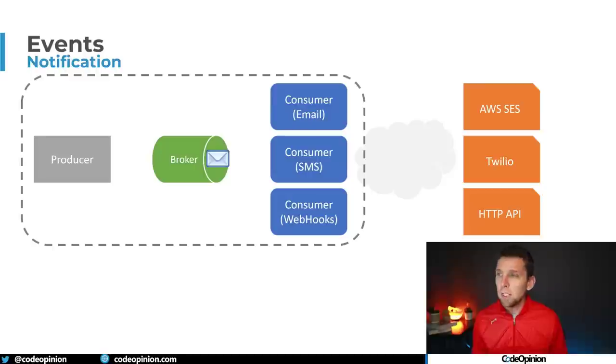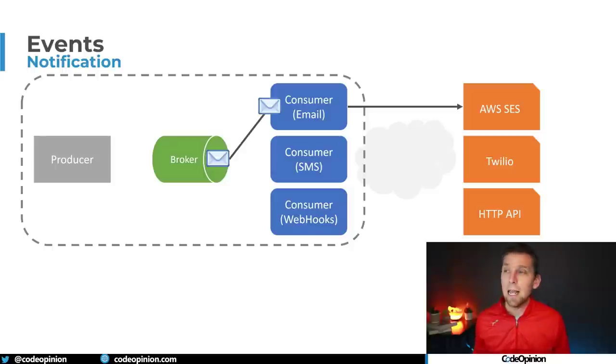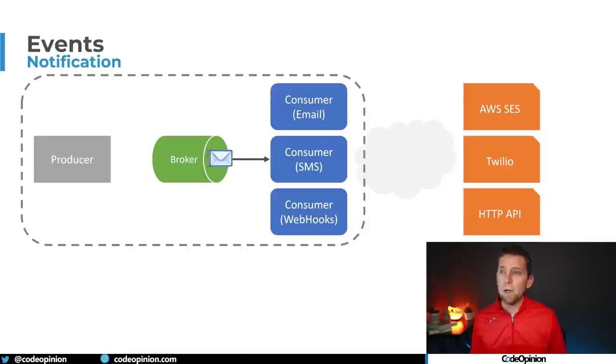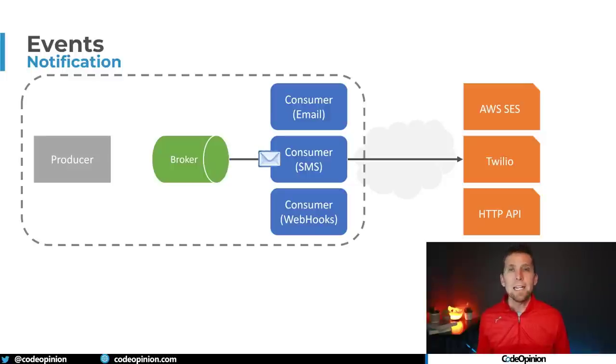So we could have all these different consumers, the one for email, let's say that's talking to AWS SES to send the email. We have this homegrown webhook system where we make calls to HTTP APIs, third parties. And then maybe we're talking to Twilio for sending out an SMS. So the idea here is that you can also be the consumer and the producer. It doesn't have to be that you have services. You can do this within a monolith.